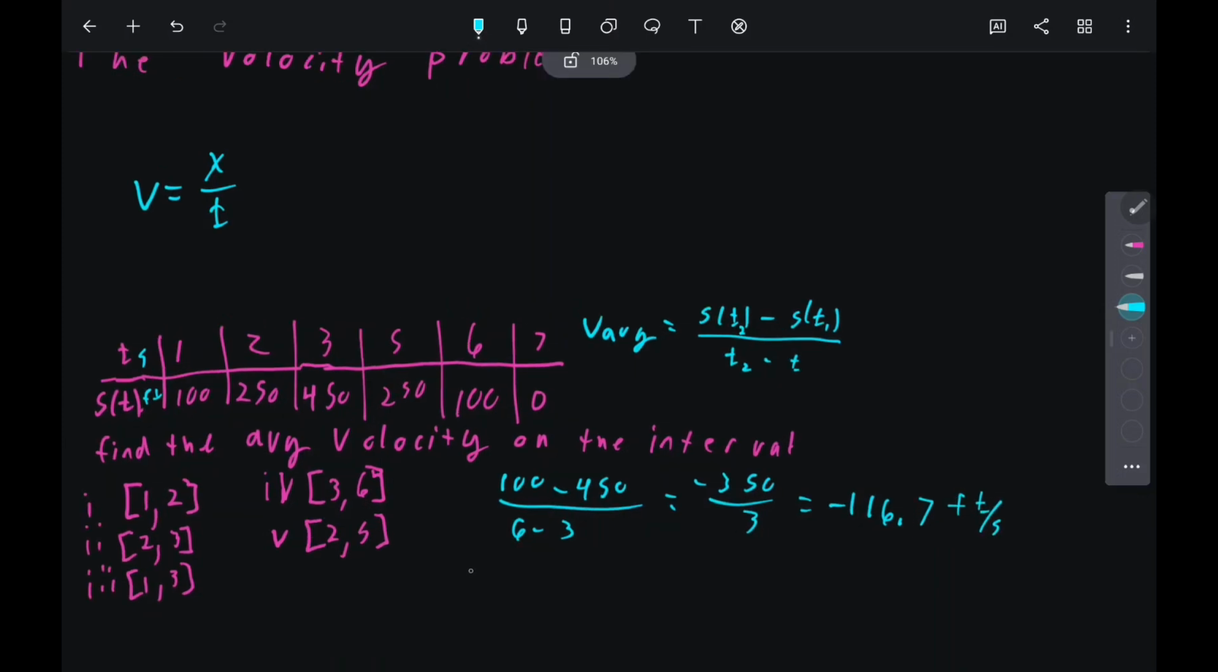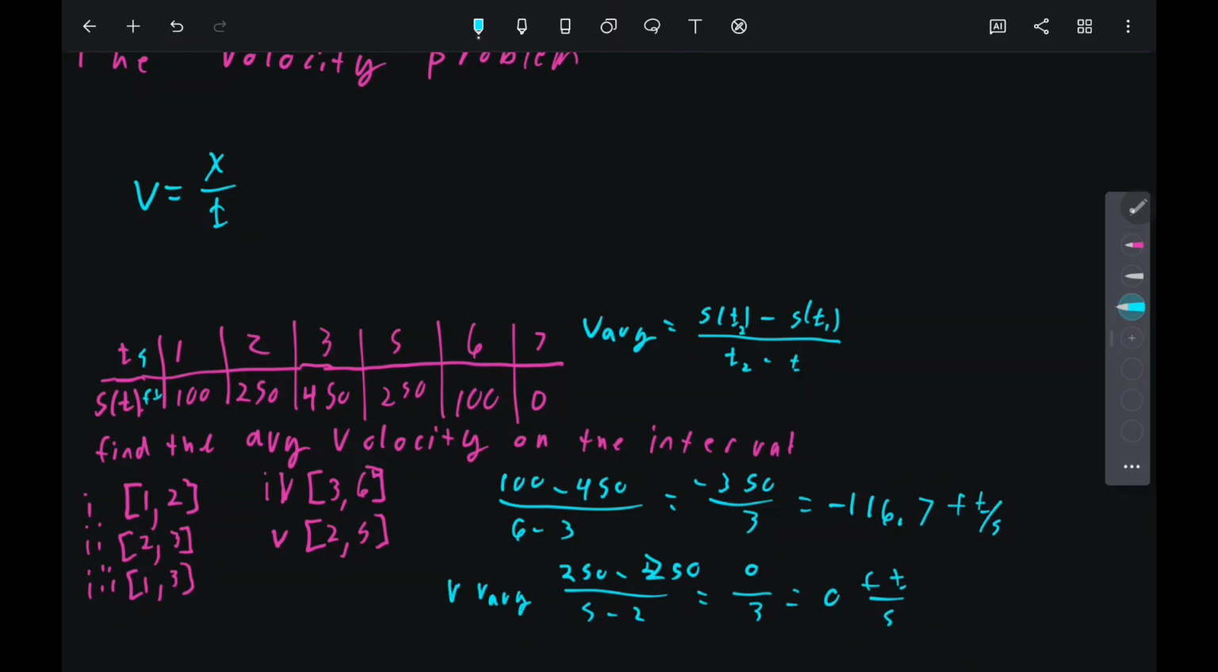And finally, let's find the final V average for number 5 there. So we will have S at 5, which is 250, minus S at 2, which is 250, over 5 minus 2. Oh, this one's going to be easy. The numerator is going to turn out to be 0, and the denominator is going to come out to 3. That looks like that's going to be 0 feet per second. So obviously, they did not move at all during that time, but that does not mean that exactly. And you'll see at different points there can be different velocities.